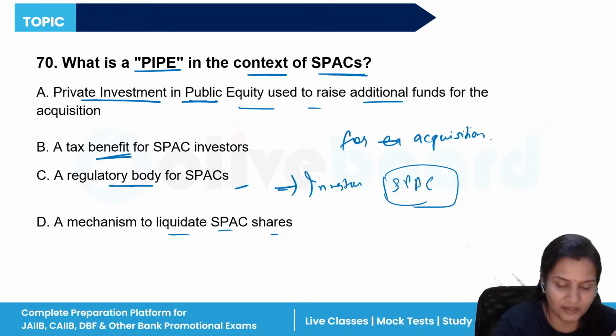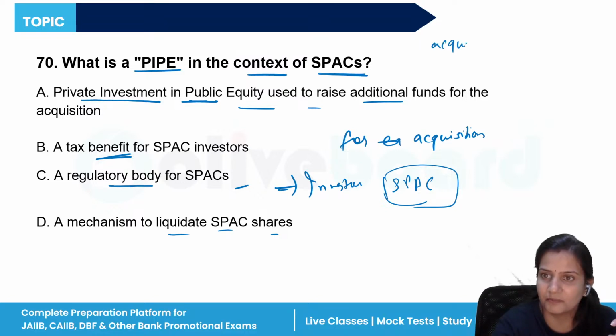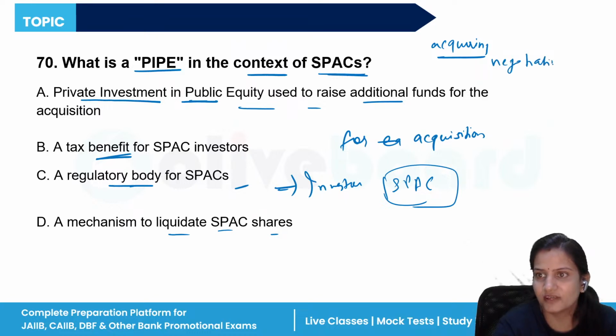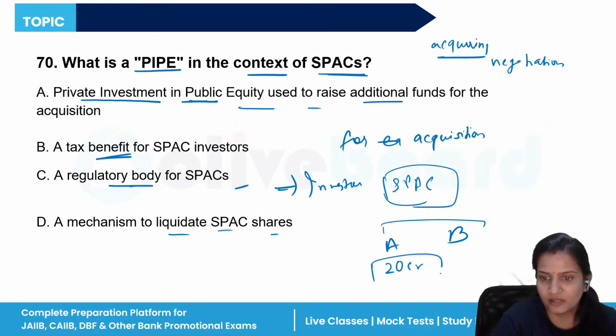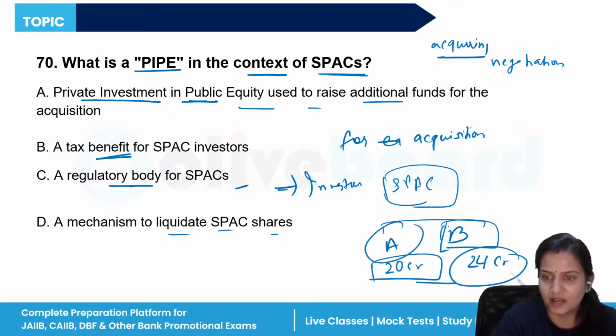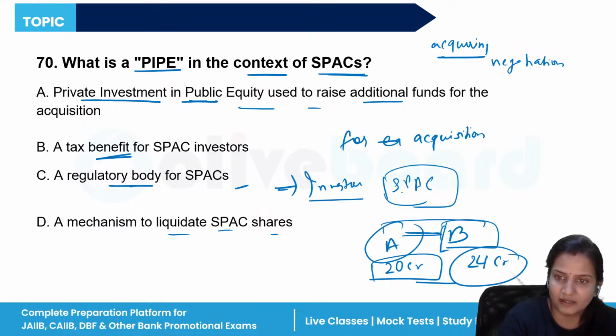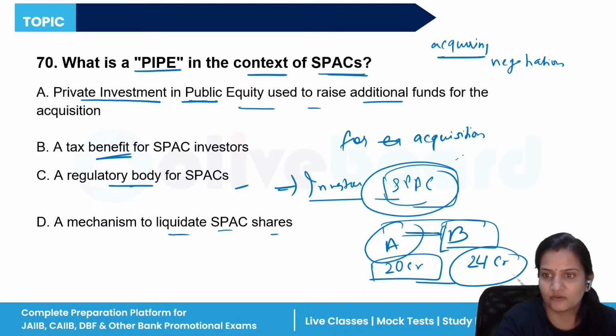When you are acquiring any company, a proper negotiation is done. Suppose A is saying that I will acquire your company at a value of 20 crores. But B is saying no, if you want to acquire me, then you need to pay at least 24 crores, meaning 4 crores more. Then they will have a discussion, a negotiation between the two. So if investors have not granted a proper amount for the acquisition, they need some additional funds for acquiring the target company.